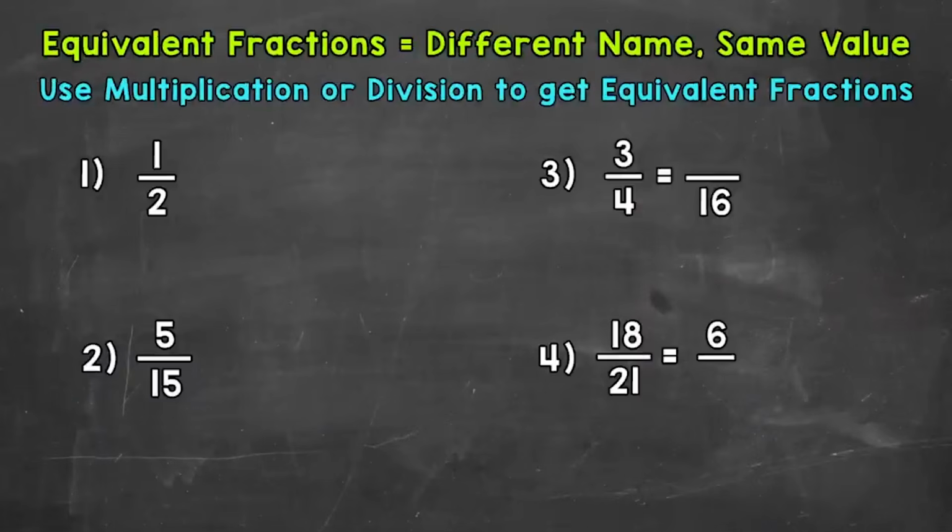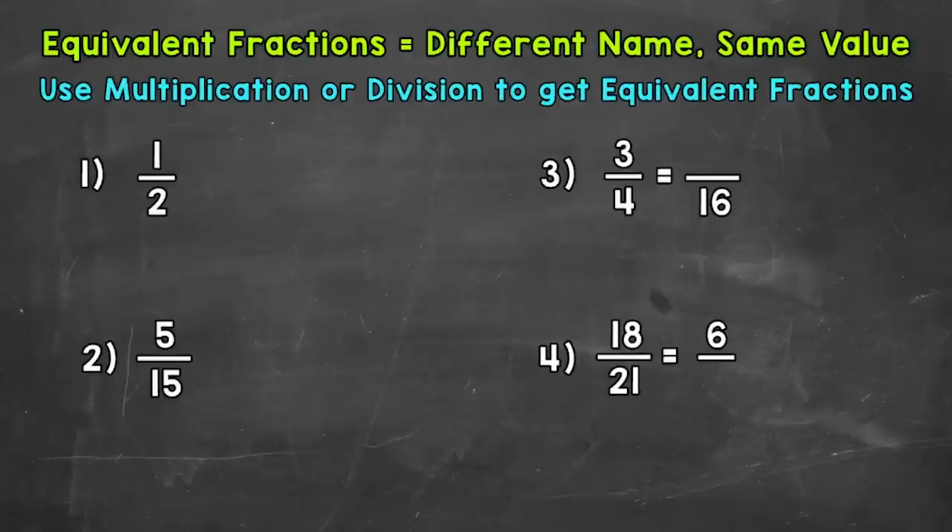Now let's take a look at equivalent fractions. And like we talked about in the first section, basically, equivalent fractions are fractions with different names, but they have the same exact value. We're going to take a look at how we find equivalent fractions using multiplication or division. So let's jump into number 1, where we have probably the most common and well-known fraction, 1/2. We're going to find 3 equivalent fractions to 1/2.